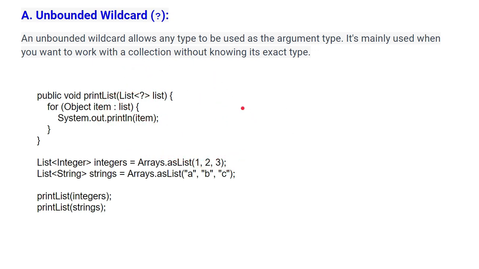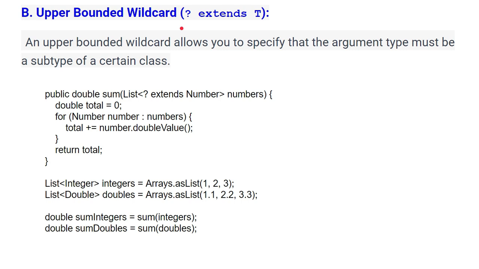Let's see the upper bounded wildcard. If you talk about the upper bounded wildcard, here we are giving the question mark and extends T. So an upper bounded wildcard allows you to specify that the argument type must be a subtype of certain classes. Whatever you have passed here should be a subtype, and it will not accept other things. If you give some other things, it will basically give an error.